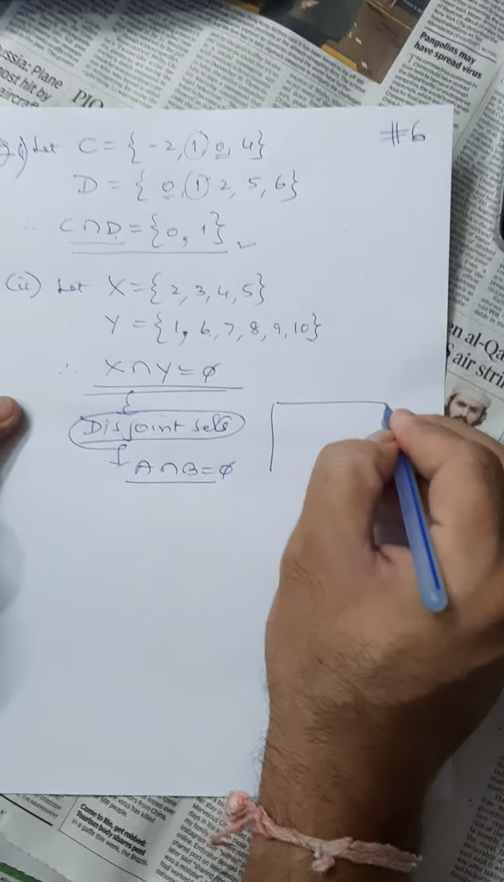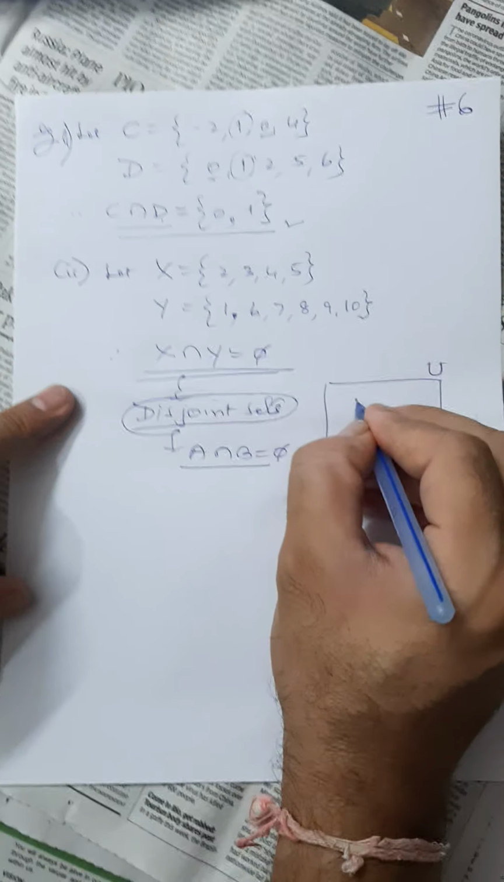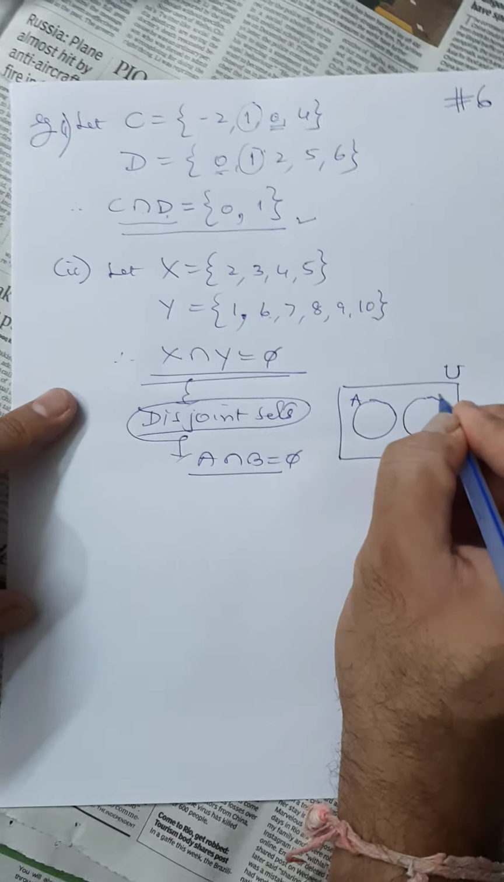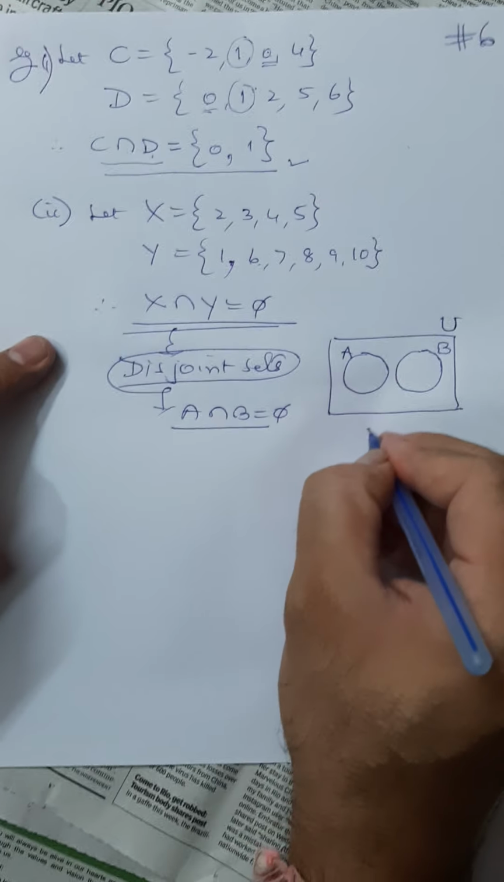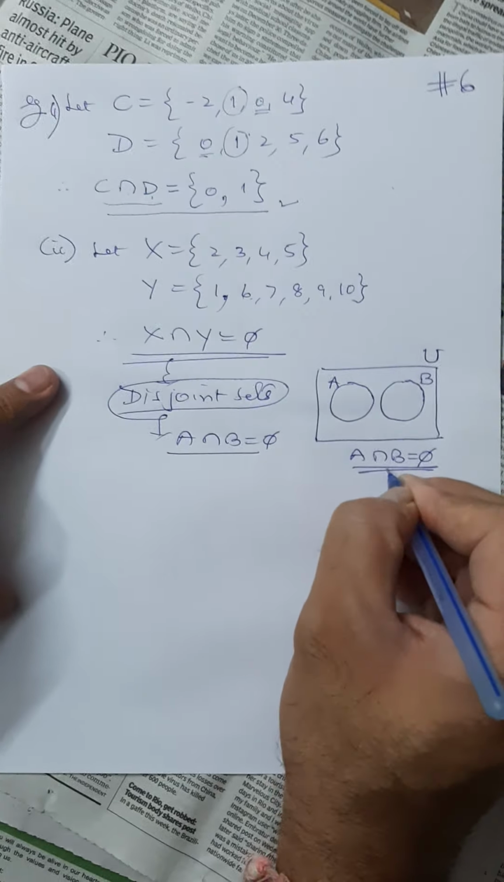In a Venn diagram it looks like this. If this is the universal set, this is set A, and this is set B, you can see there is no common portion. So here A intersection B is equal to the empty set. Such sets are called disjoint sets.